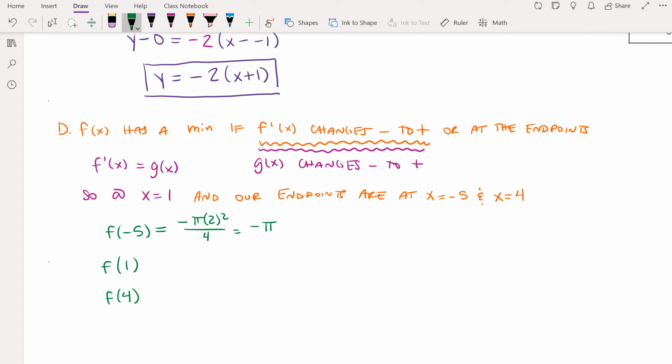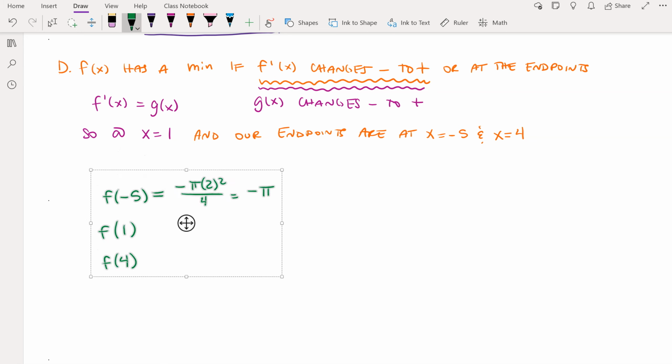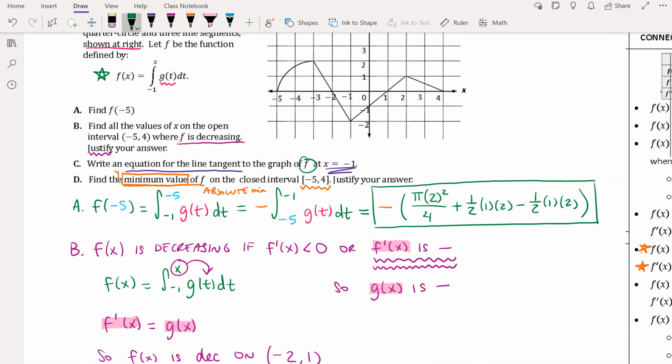Sweet. How do we get f of 1? Well, we have to plug 1 into the f function. So let me remind us what that is so we can look at it while we plug in. Remember, f of x was the integral from -1 to x of g of t dt. So that's how we got f of -5. Now let's find f of 1. That's the integral from -1 to 1 of g of t dt, which means we need to go back to our g graph and find the area from -1 to 1. So let's go do that.